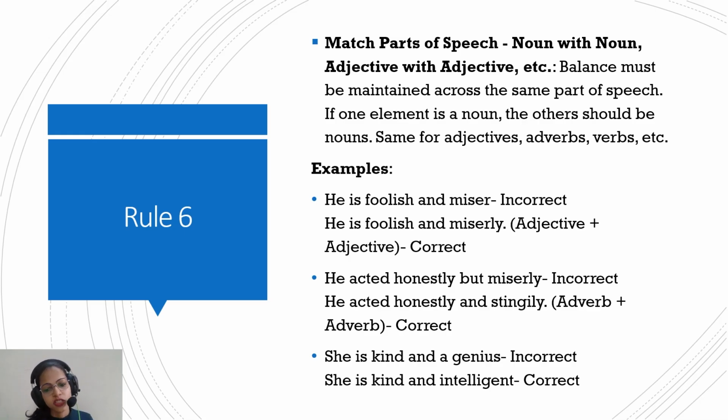So that's a better statement. She's kind and a genius. She's kind and intelligent, because kind is an adjective and genius is a noun. So now both are adjectives. Sorry, she's kind and intelligent. So it's correct. Okay, I hope this is clear.